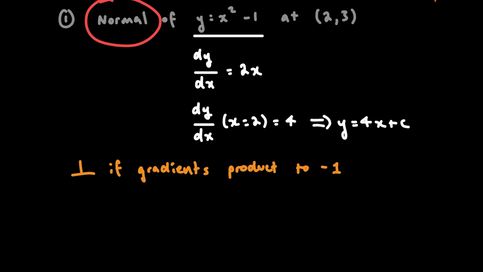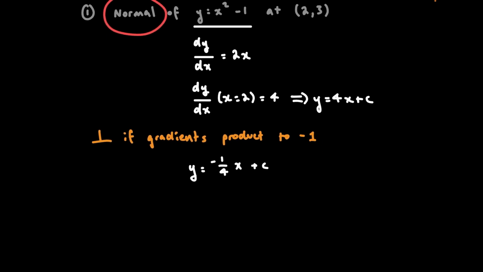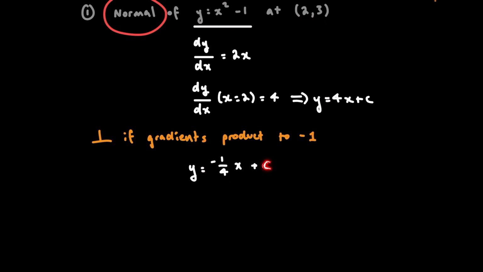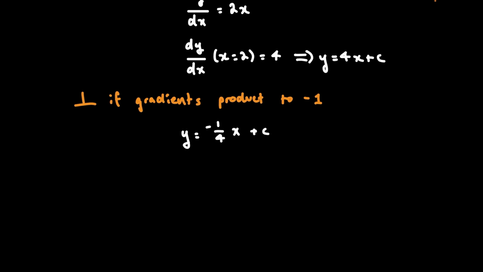So now we know the equation of our normal line will be y equals -1/4 x plus c, because we just worked out the gradient of our normal is -1/4. If only we had a point that lies on this curve, if only we had a point that we can substitute into this equation and hence work out what the value of c is. They have given us one, (2, 3). So I'm just going to replace y with 3 and x with 2.